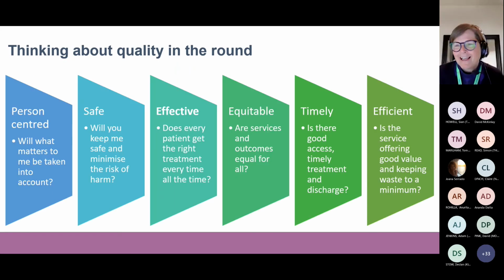Thank you. And if you take those 6 domains of quality in healthcare, I find that they can lead you into some really important questions that keep you really grounded in your change methodology. So, will what matters to me be taken into account? Have we got the person-centered view at the heart of what we're doing? Is co-production embedded in our change methodology?